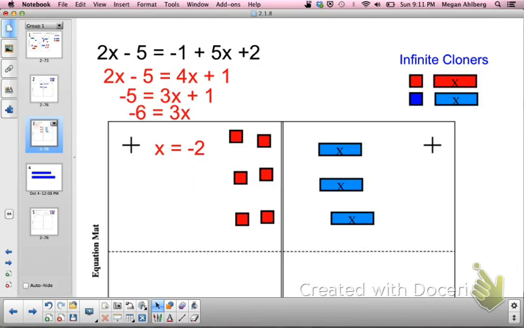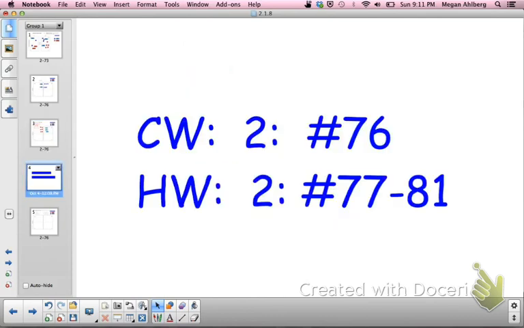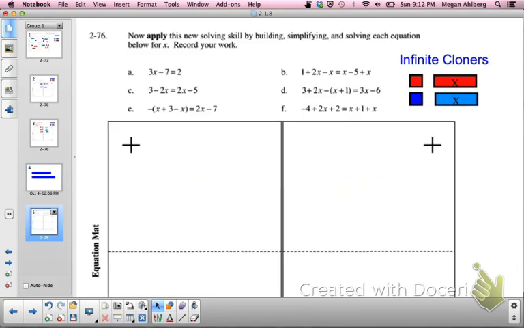What I want you to do right now is go ahead and get into your team. You're going to try number 76 together, and you're going to have lots of equations to solve, so you're going to want to get your equation mats and your tiles and work through these. When you're finished, 77 to 81 is your homework for tomorrow. So go ahead, here's question 76. Go ahead and apply what I just showed you to solve each of those equations. Remember to start by building them and work through step by step. We'll go over the answers tomorrow. Good luck.